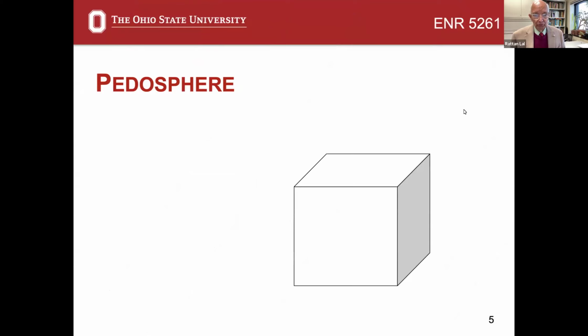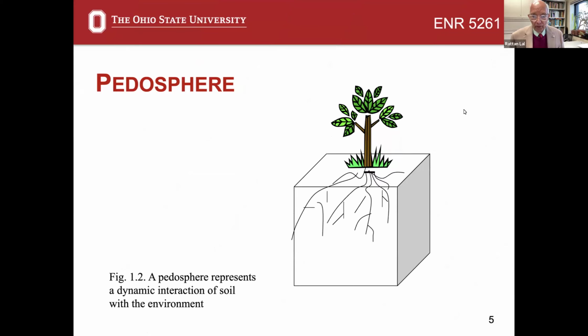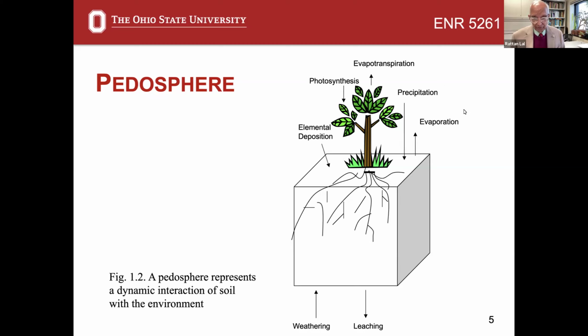So to begin with, let's define what the pedosphere is. Pedosphere is a three-dimensional representation of soil with a plant growing in it. And therefore, a plant has its root system in the soil. Plant has evapotranspiration, that is the water lost from the leaves. It has soil evaporation, the water being lost from the soil surface.